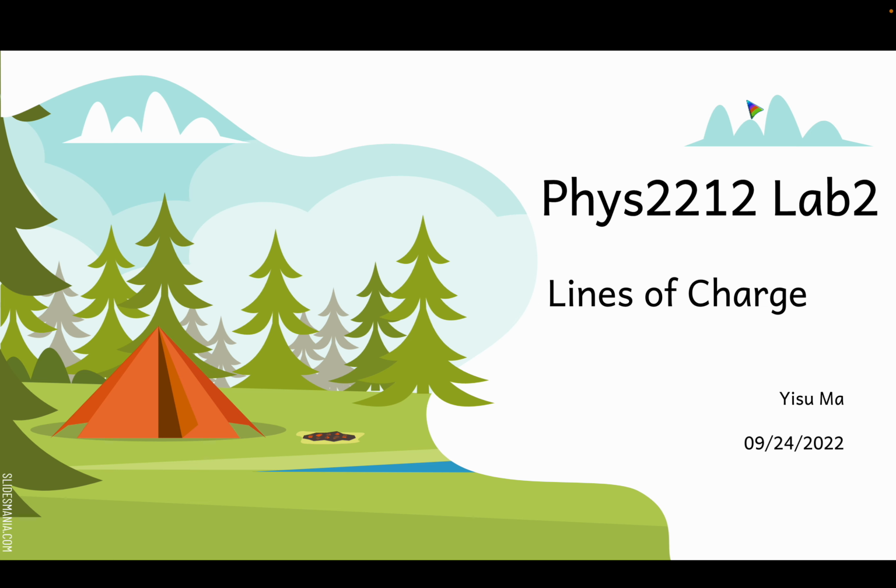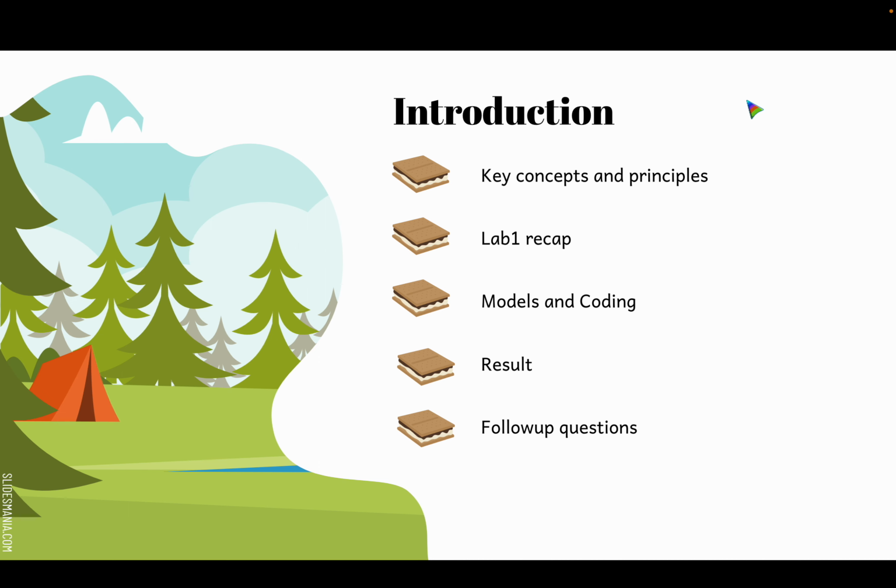I will discuss lines of charge for the U-tape experiment in lab 1. Here's a brief introduction of my lab 2 report. I will talk about key concepts and principles in this lab, and then I will do a brief lab 1 recap, and then I will talk about the models and coding part in my web Python. At the end, I will talk about my lab result and the follow-up questions.